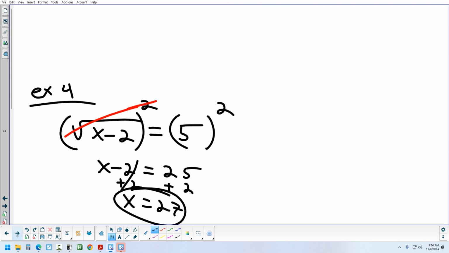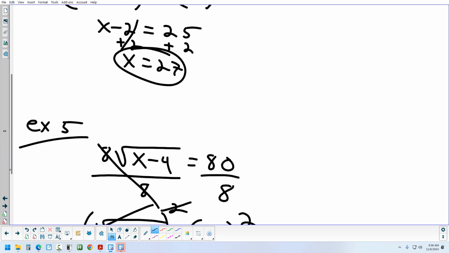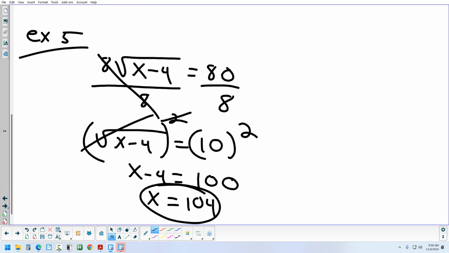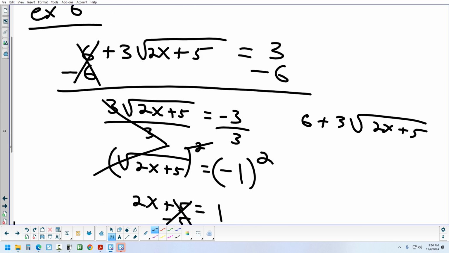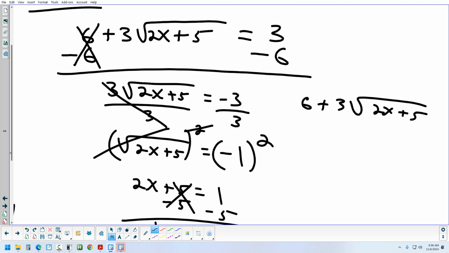Okay, so sometimes solving a radical equation, it's pretty straightforward because you already have the radical by itself. Sometimes you got to do a little bit of work to get it by itself. And then sometimes you have a question where you do all the work out, you get it by itself, and your answer doesn't work.